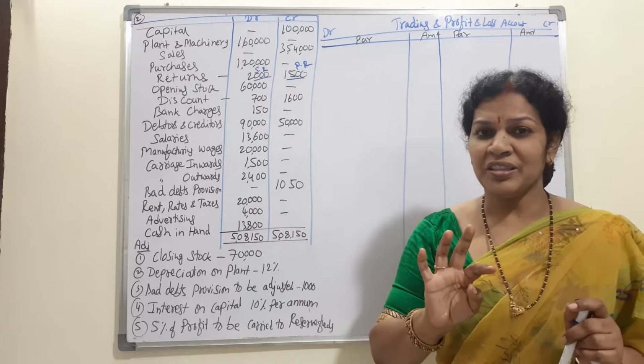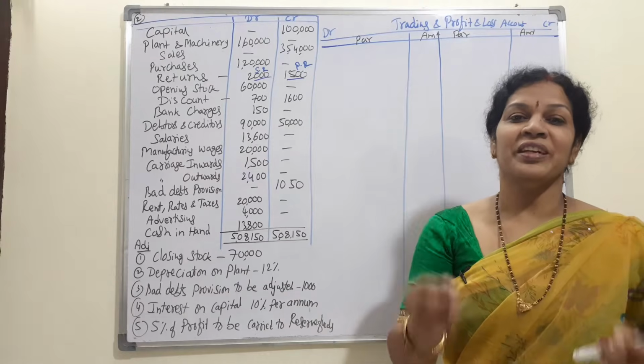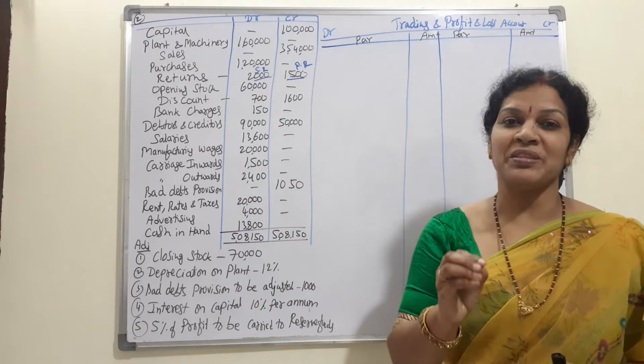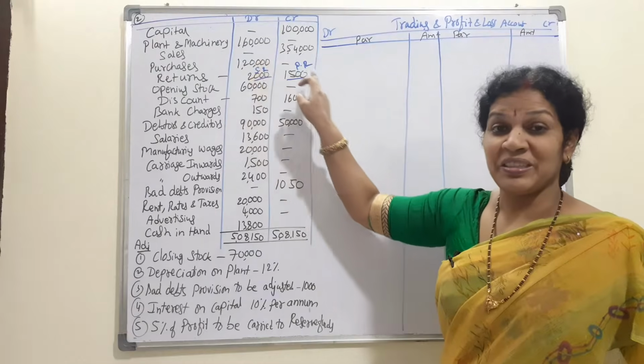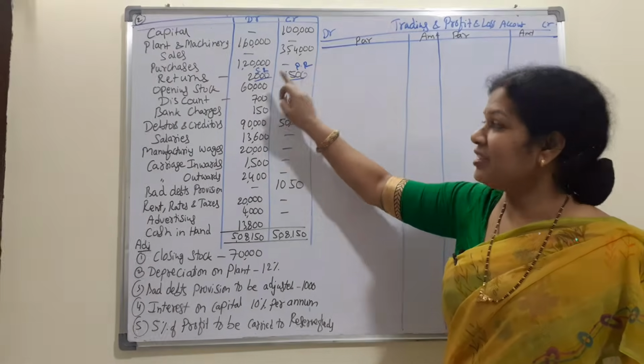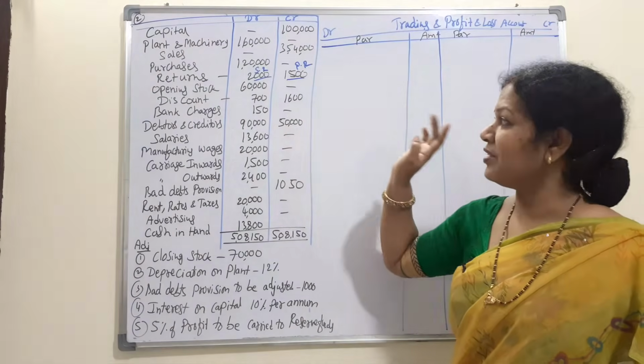So what is debit, what is credit, you must know, then only you can identify. In the trading account itself you are going to make a mistake if you cannot identify this. Purchases debit, purchase returns credit, sales credit, sales returns debit. So returns means sales returns and purchase returns.